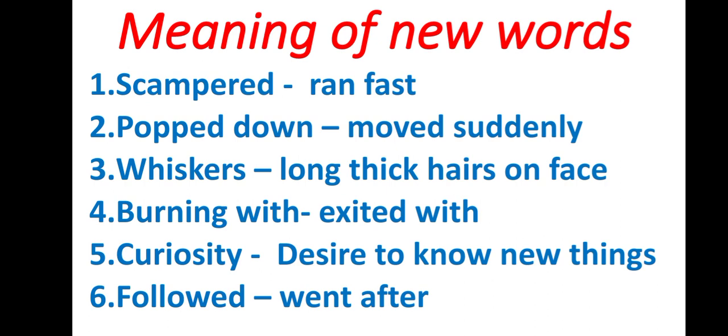Before learning the story, we have to know some word meanings. If you know these word meanings, you will understand better and you can enjoy the story fully. So the first one is scampered. Now what does scamper mean? Scampered means ran fast. It's a verb: scamper, scampered, scampering. So, running fast. The second one is pop down. Pop down means moved suddenly or went suddenly.